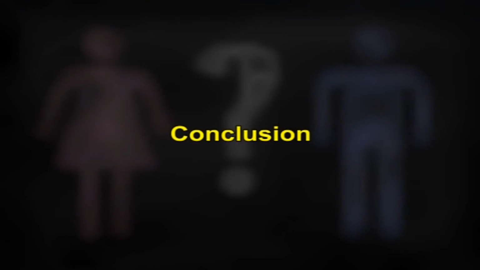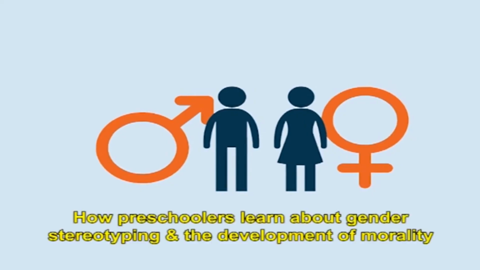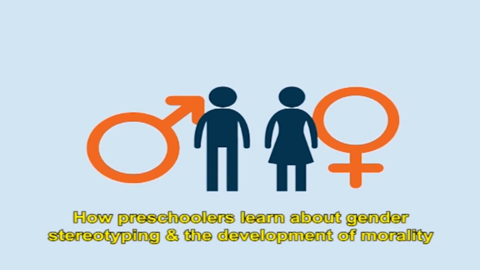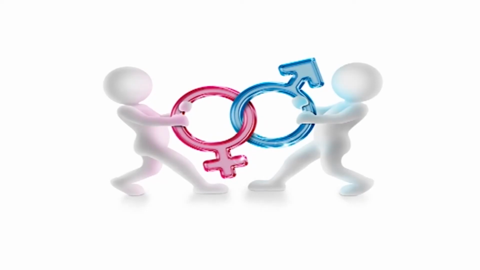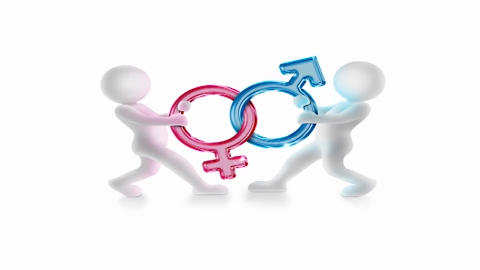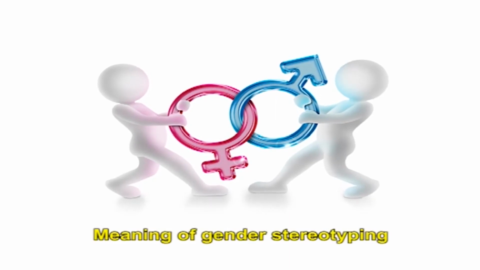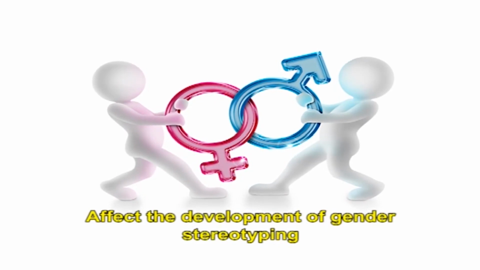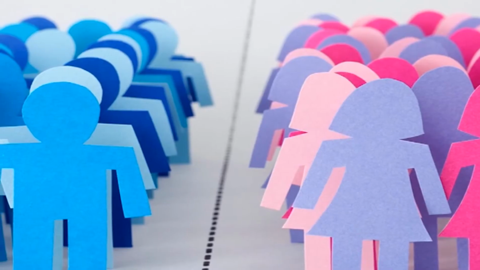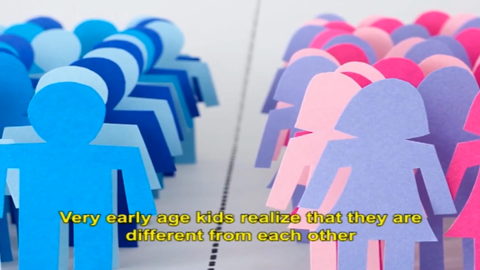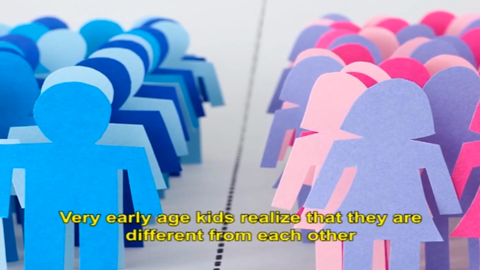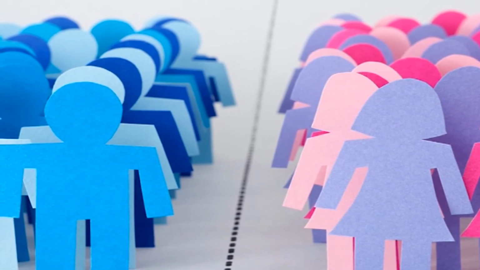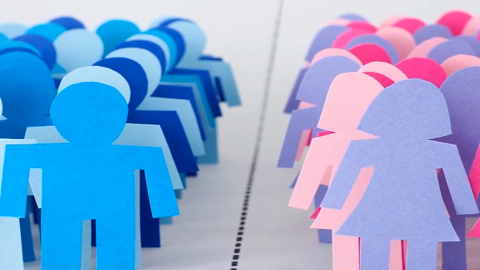Conclusion. This lesson was all about how preschoolers learn about gender stereotyping and the development of morality. We learned about the meaning of gender identity and then the meaning of gender stereotyping. We also saw the factors that affect the development of gender stereotyping. We also learned that at a very early age, kids realize that they are different from each other. The kids learn from society and family about these gender differences and stereotyping.